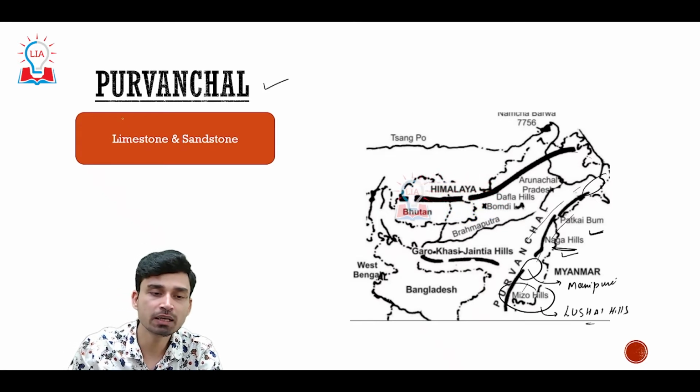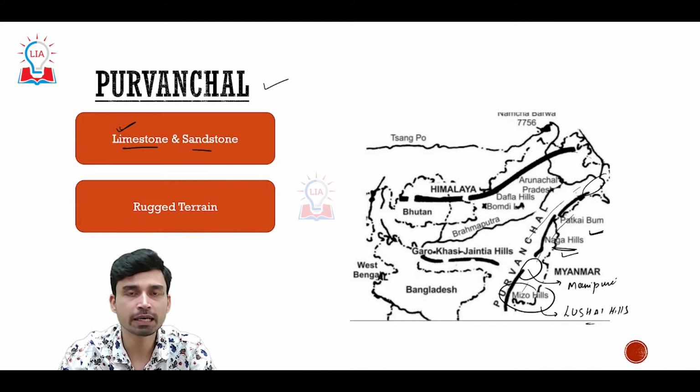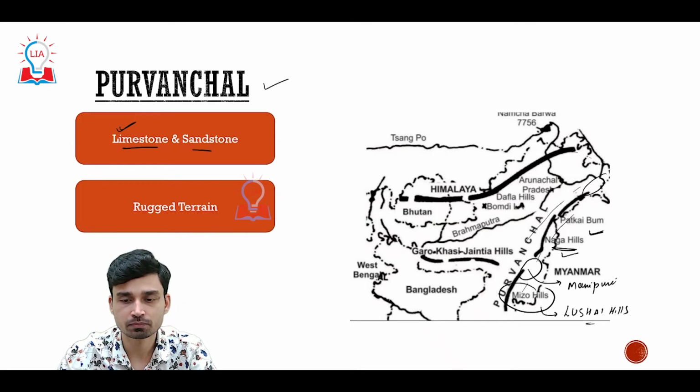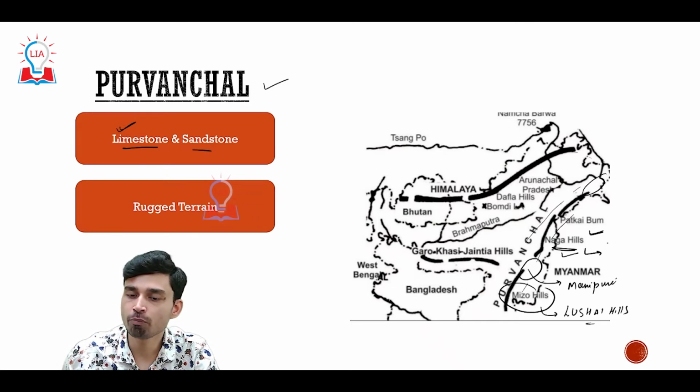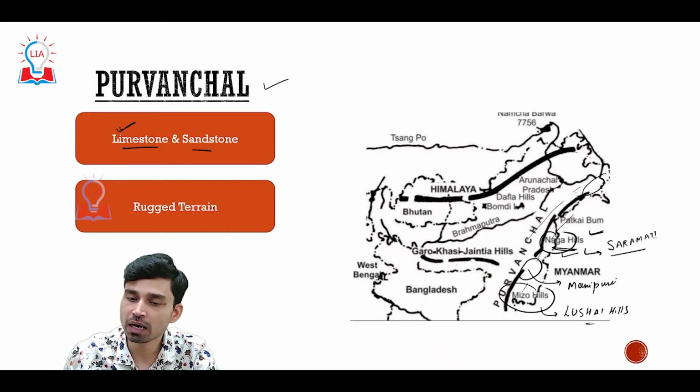About Purvanchal Himalayas, a large part of the rock structure is mainly limestone and sandstone, and these have a very rugged terrain as far as the topography of Purvanchal Himalayas is concerned. The highest peak of Purvanchal Himalayas is called Saramati Peak, which is at an elevation of more than 3,500 meters, and it is a part of the Naga Hills range of Purvanchal Himalayas. The second important and highest peak is located in Mizo or Lushai Hills, which is called Blue Mountain.